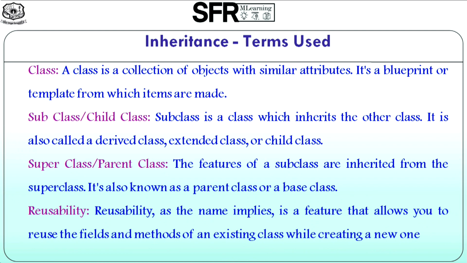A class is a collection of objects with similar attributes. It is a blueprint or template from which the items are made. Subclass or child class is a class which inherits another class. It is also called a derived class or extended class. Superclass or parent class: the features of the subclass are inherited from the superclass. It is also called a parent class or a base class.